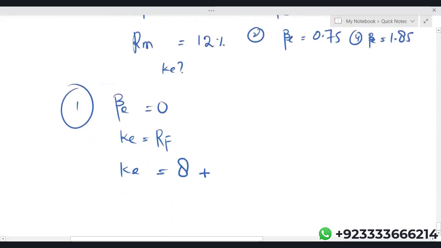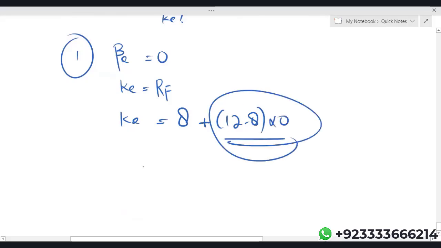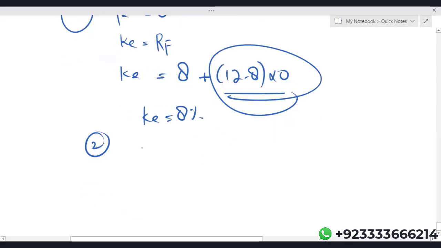8% plus 12 minus 8 into 0 will make this all 0. So K is equal to... Now second, whenever your equity beta is less than 1, it means your investment is less risky than the market. When my investment is less risky than the market, I'll demand a return less than the market. That is our second finding.